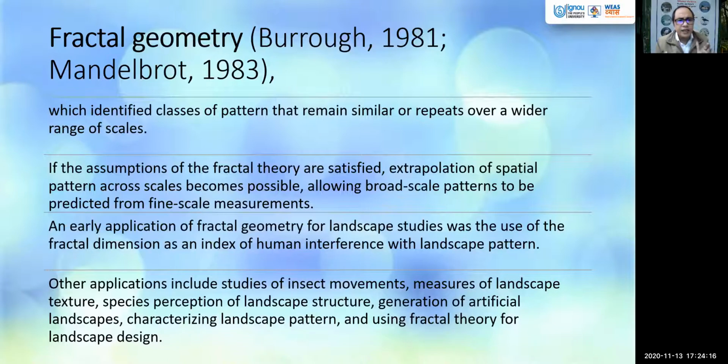Okay. So an early application of fractal geometry for landscape studies was the use of the fractal dimension as an index of human interference with landscape pattern. That is exactly what we are doing, because when we follow some development activities or infrastructure development, we follow this kind of fractal geometry principle. Other implications include insect movement. Insects also move. Measures of landscape texture and species responses to landscape structure, because based on landscape, you will be able to understand how the species are behaving. So that's also one example of fractal geometry.